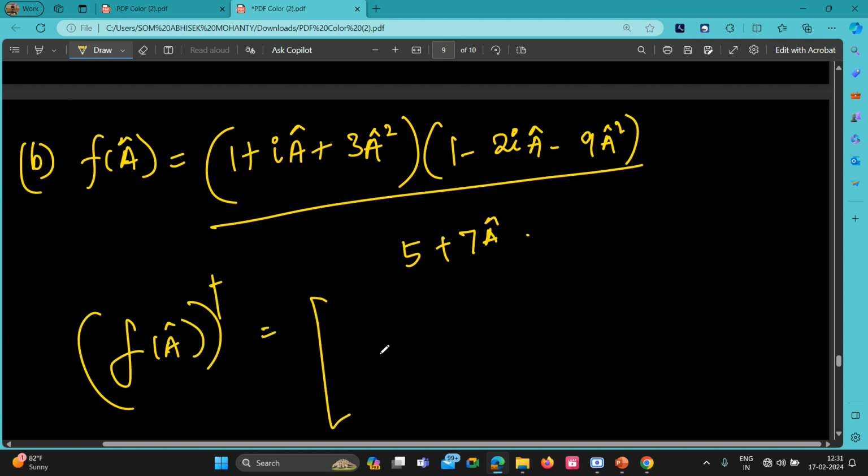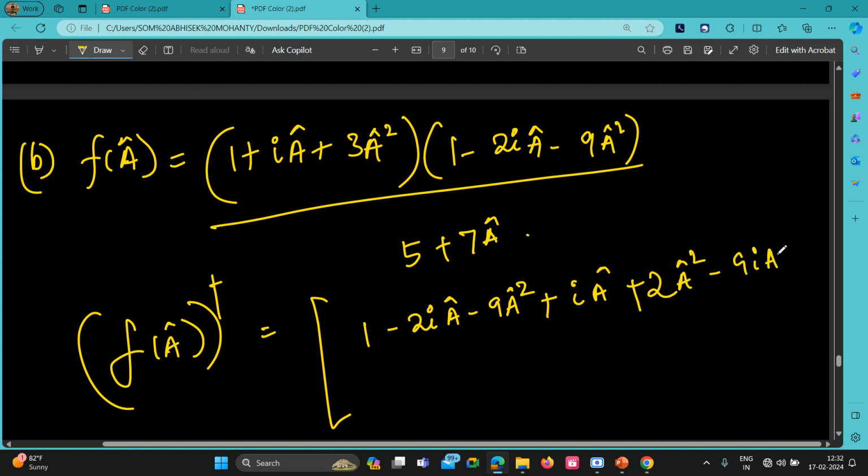So yeah, let's take the whole dagger. Let's first multiply them. 1 minus 2i a cap minus 9 a cap square plus i a cap, minus, plus, plus 2 a cap square. This is minus 9i a cap cube, isn't it?